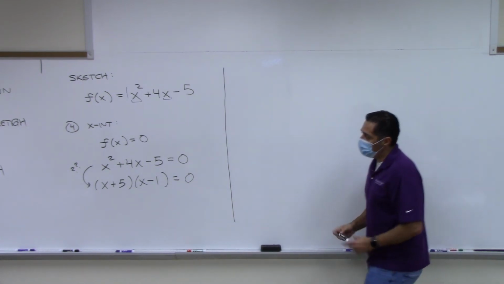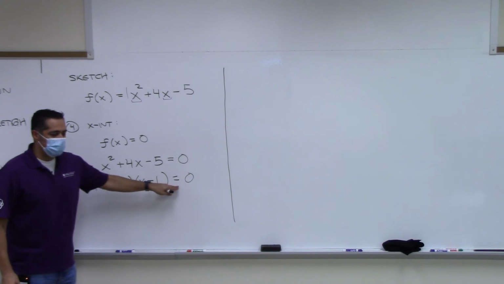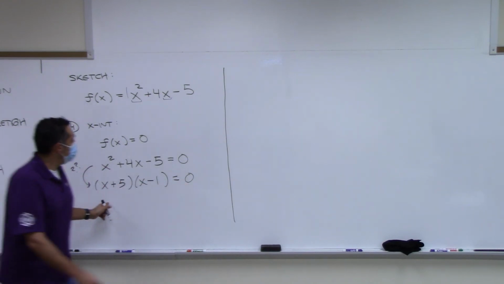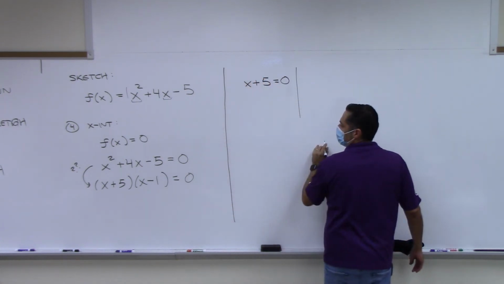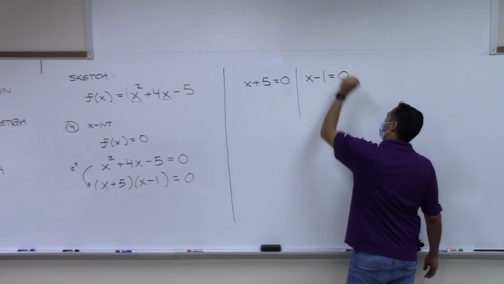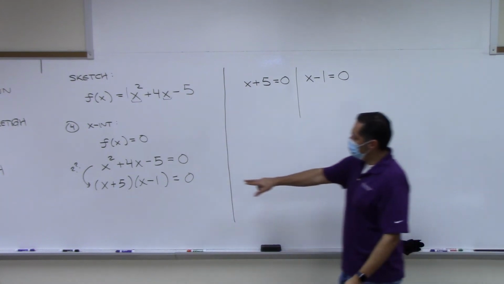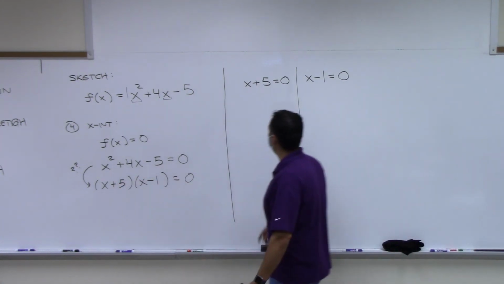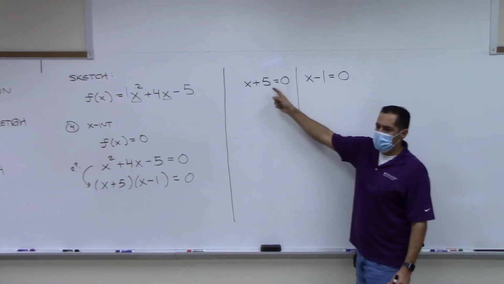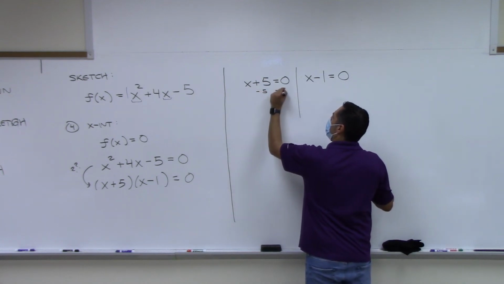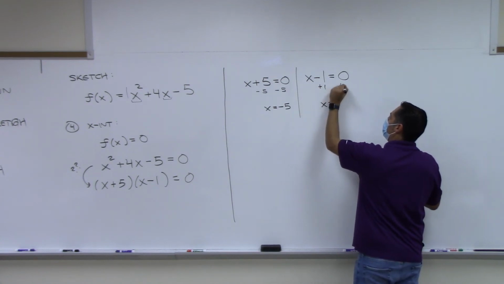All right, so once we factor this, the next step is to take each factor and set it equal to 0. So I'm going to take x plus 5, set it equal to 0, and then take the other equation, x minus 1, and set it equal to 0. This is the standard procedure for when you factor something and set it equal to 0: you set each factor equal to 0. These are both linear equations. We should all feel comfortable solving this, right? Getting x by itself. X is negative 5. Here, x is 1, because you would add 1 to both sides.